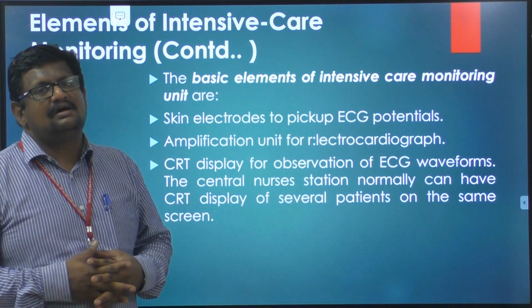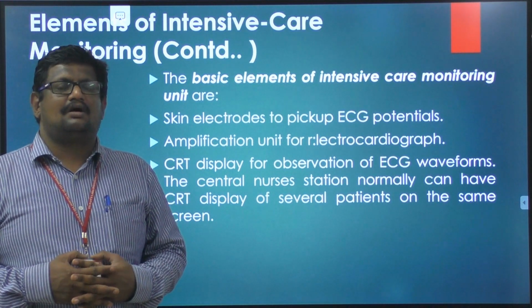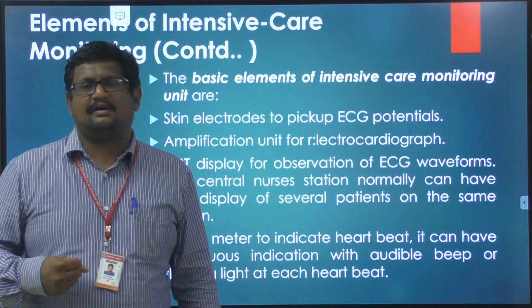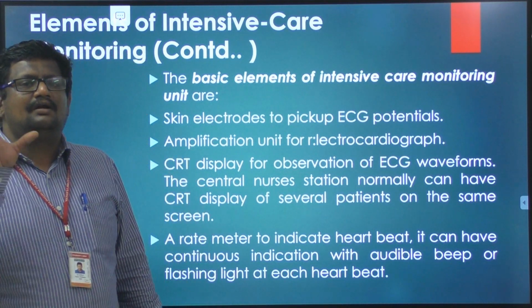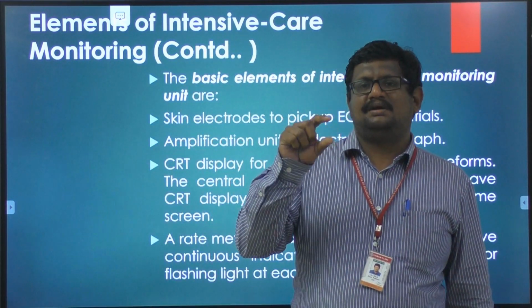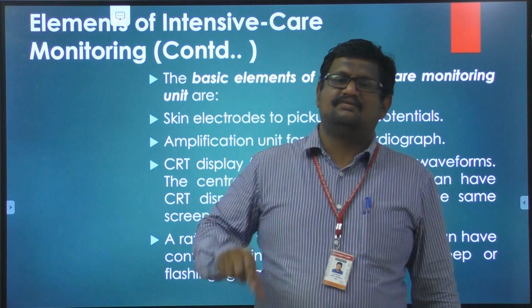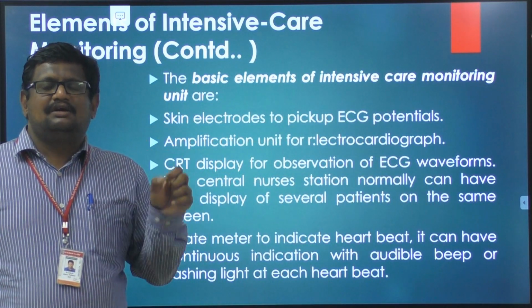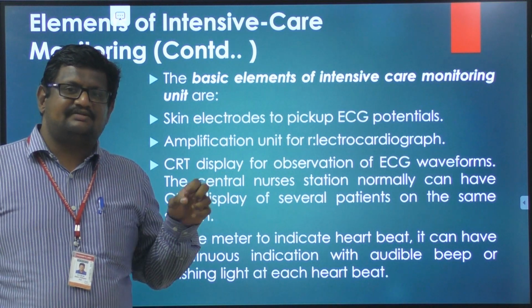So that is the idea. Centrally monitoring is also done. A rate meter to indicate the heartbeat. The number of heartbeats is also an important parameter. Apart from the ECG, we have to continually look at whether the pattern is normal or not, the PQRS, the P waveform height, the QRS waveform height, and the time duration between the P waveform and Q waveform. Everything gives particular diagnostic information as we studied from unit 1.